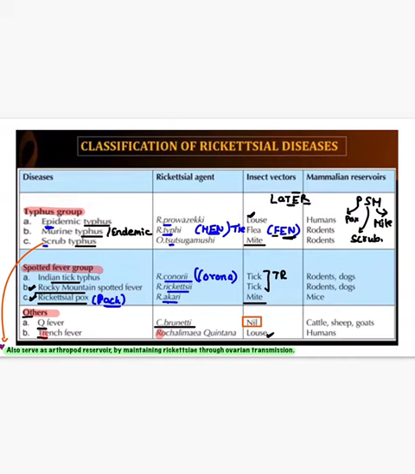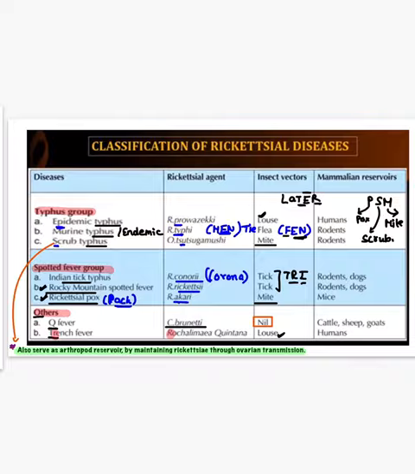Okay, you keep trying. So that is Rocky Mountain Spotted Fever and Indian Tick Typhus. Okay, so how can you remember all of this, how can you remember the mnemonic? Basically, we have a mnemonic: one was the FEN mnemonic, one was the TRY mnemonic, and one was the LATER mnemonic. So we got these three things from our mnemonic, guys.